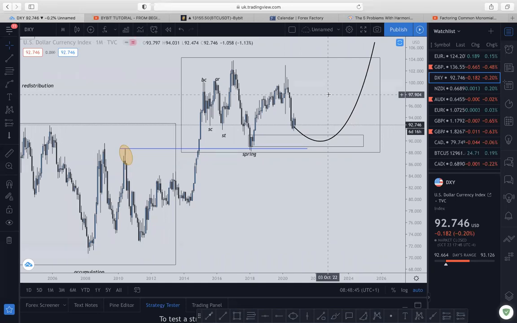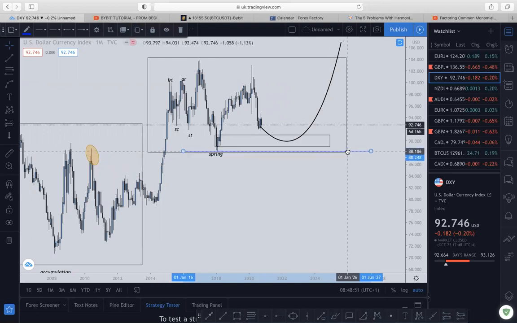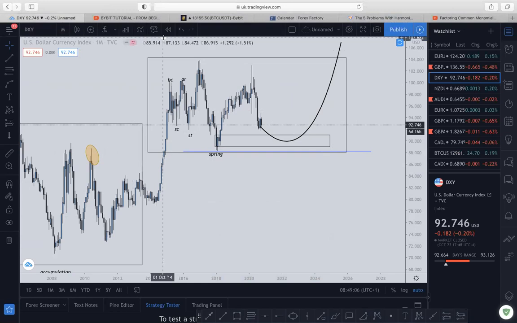If I break below this area, all I'm going to do is move this line right here to the edge of this, wait for that break, wait for the retest, and dollar currency is going to keep selling. That's all. And knowing this, you can really build your bias.